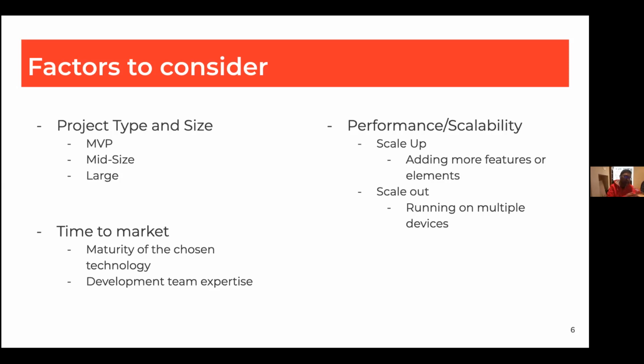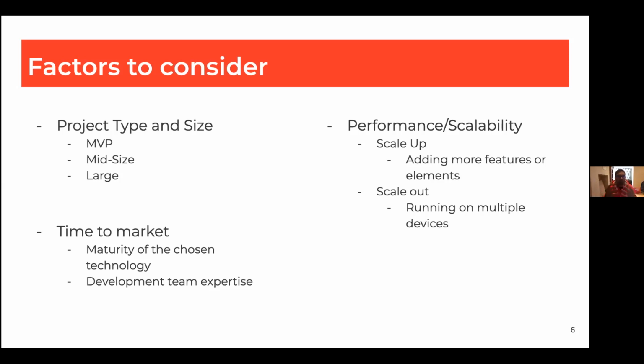But if a company decides, okay, you guys are from a .NET background, but I want to build my backend in Java, then that transition is going to have an impact on time to market and things like that. Another thing to consider is the performance and scalability. This does not necessarily mean the performance of your platform. Scale up is how much features you want to add, how many more elements you want to add into your MVP product, while scale out means how many devices or platforms you want to run this product on.